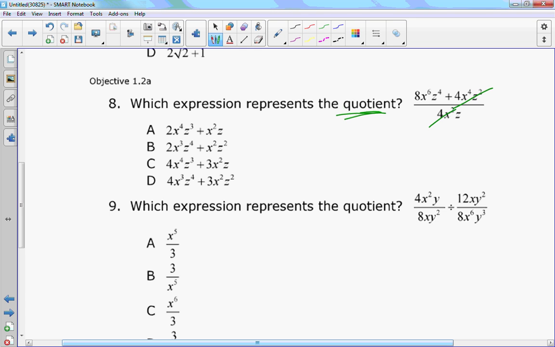Because those match? No. You can only cancel if there's multiplication between the neighbors. Right now we have a plus, so we can't cancel. And that wouldn't even match any of the answers. How can I simplify this fraction? Well, these aren't like terms, so that's x to the 6th and this is x to the 4th, and z to the 4th and z squared. They're not quite like terms.